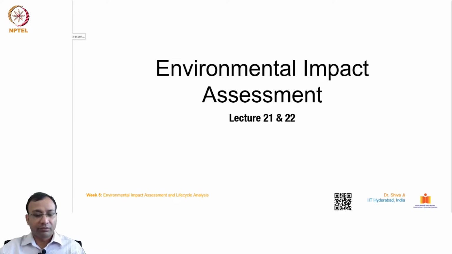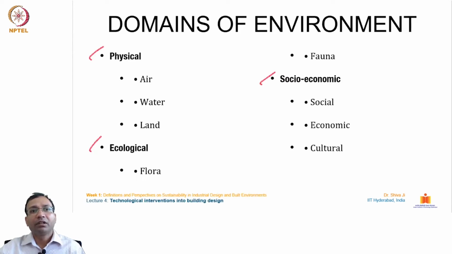Everyone, so now we will discuss environmental impact assessment. If you see, there are several domains in the environment, in the overall sustainability. Those are physical domains, ecological domains, and socio-economic domains, and they have subdomains inside: air, water, land, earth, etc. Then we have flora, fauna, other species and life forms. Then we have the socio-economic domains, inside which we have social, economic and cultural subdomains.